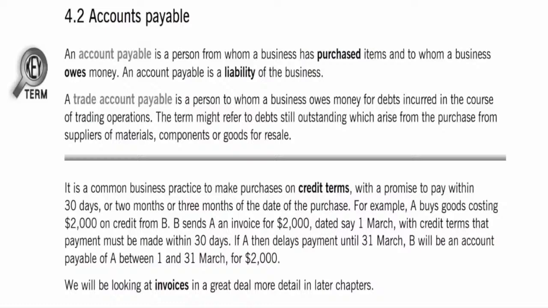How is this recorded? This part is where the accounting comes in. For Company A, the $2,000 they owe is recorded as an accounts payable in their books because it's a liability. For Company B, the same $2,000 is recorded as an accounts receivable because it's money they expect to receive. It's an asset for them.